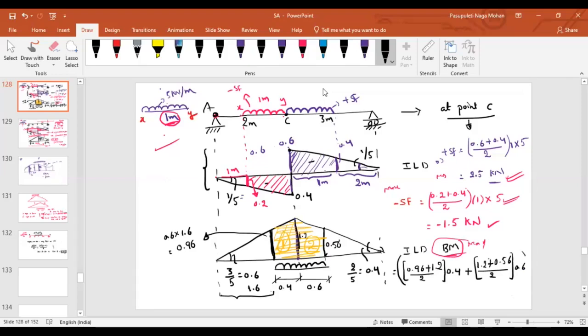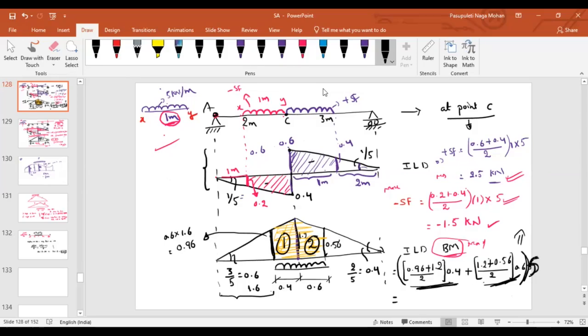Overall, we have to multiply with the load intensity. Load intensity is 5. Overall multiplied by 5. Can you tell me how much we'll get? Is it okay how we have written this equation? We have taken the area of the first trapezoid, the area of the second trapezoid, added both, and then overall multiplied by the UDL intensity. That's it. Can you please tell me how much you're getting?